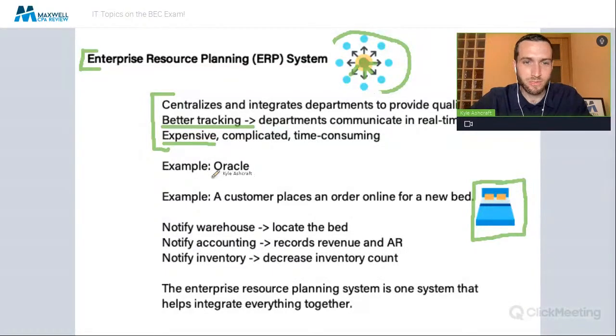So for example, Oracle is a company that creates an ERP system. So to install it is going to be very expensive, but if it helps you to be a more efficient company, then it's worth it. So that's how it works for ERP systems. So it's one system that helps us to integrate everything together.